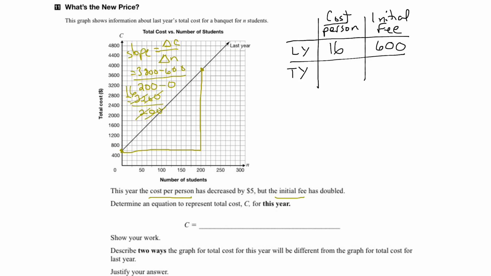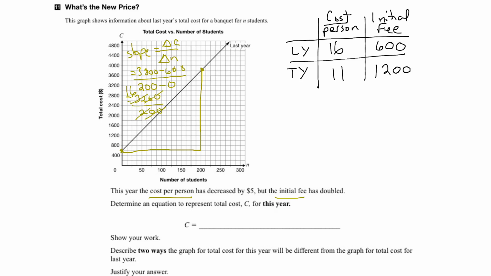Now let's look at this year. Well, they tell us that this year the cost per person has decreased by $5. Well, that means that the cost per person for this year, if it's decreased by $5, would be $11 per person. They also tell us that the initial fee has doubled. Well, if last year's initial fee was $600, this year's initial fee would be $1,200.